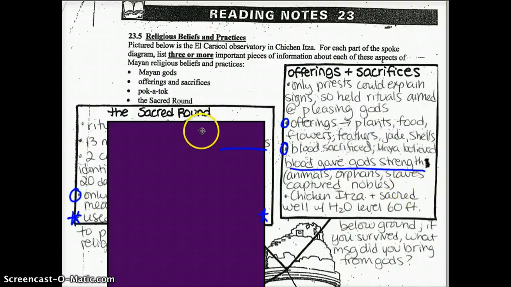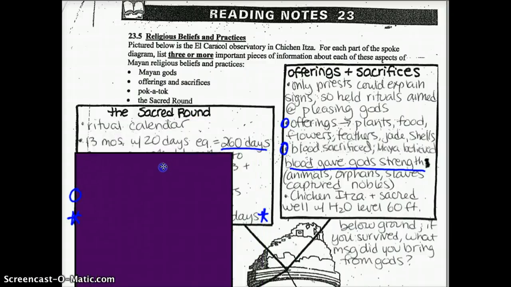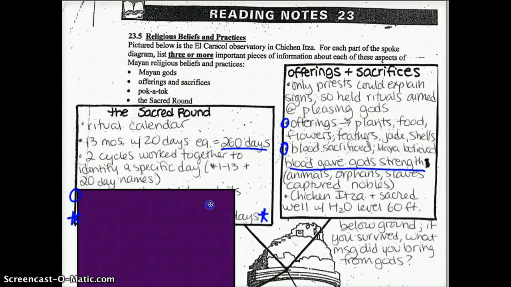Then we have the sacred round. That's the ritual calendar of the Maya. You can see it's 260 days because you have 13 months with 20 days each, which equals 260 if you multiply them. You have 2 parts to it, and I can show you in class. The numbers 1 to 13, and then 20 glyphs, and they work together in different combinations; numbers and glyphs meant different things.